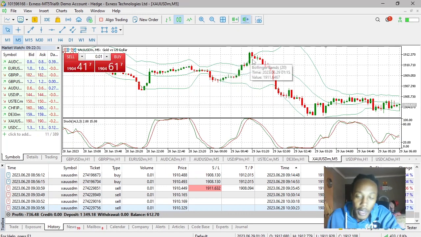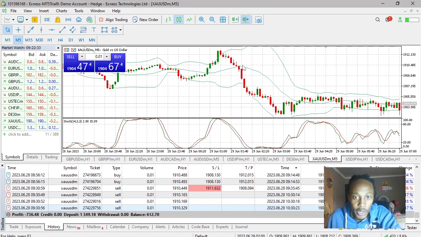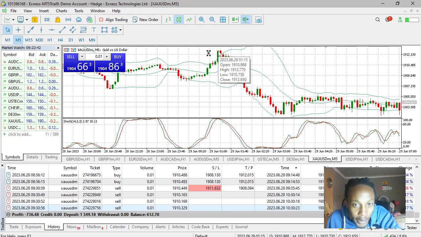Okay, you can see how I use it. This is how I use it. Once I see it giving me something like this, you can see the candle went outside the band, right? It went outside the band on this level here.